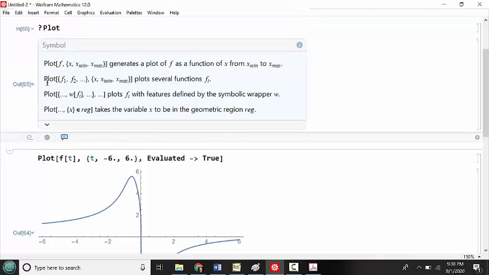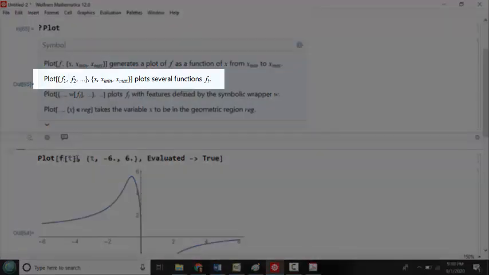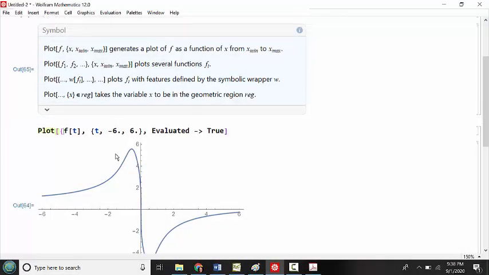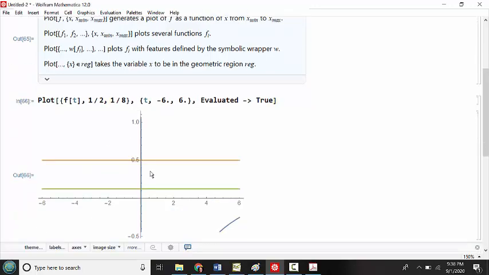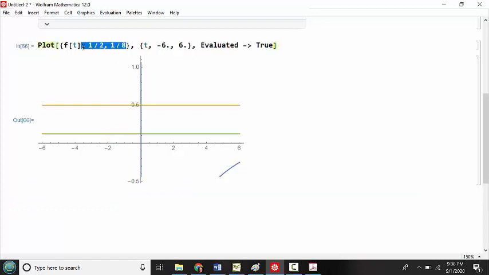And Mathematica says that in order to do that, if I want to graph more than one function, maybe 2 functions at a time, I should list those functions in between braces. So if I come down here and put braces around f of t, afterwards I could put the values of 1/2 and 1/8 in and hit Shift Enter, and now Mathematica is graphing all 3. Notice that it looks really different than it did before.